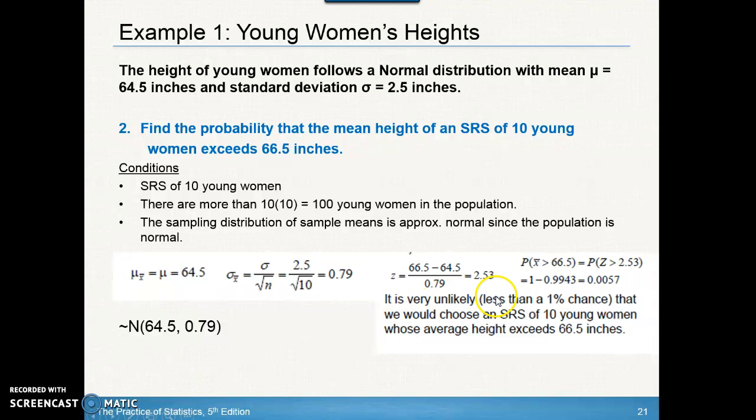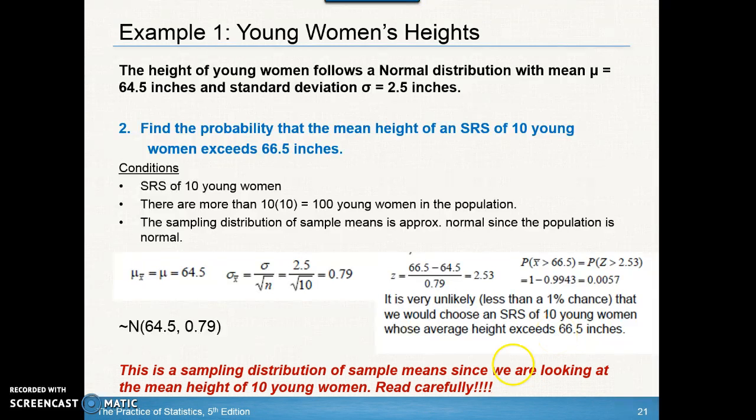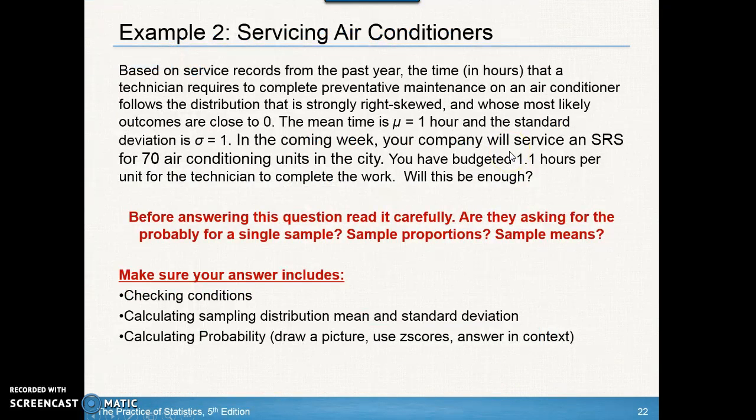It's very unlikely, basically less than a 1% chance, that when we choose a simple random sample of 10 young women, their average height is going to be greater than 66.5. I just want you to understand that it's like taking one of the sample means out of your distribution and checking to see if that one sample mean has a height of greater than 66.5. Okay, just make sure you read your questions carefully and understanding when you're dealing with sampling distributions and sample means.